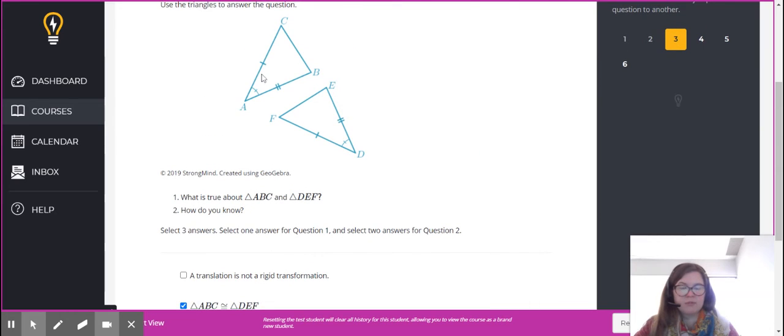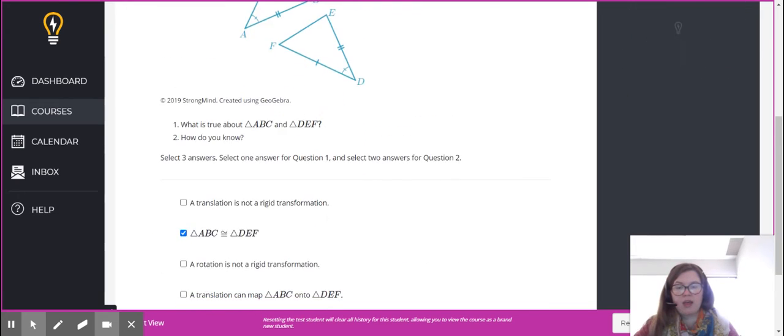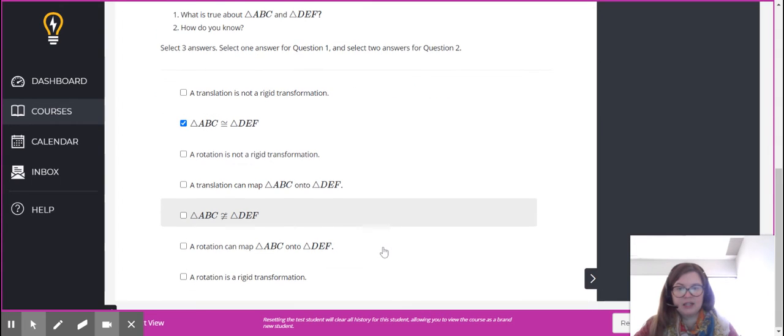And how do we know? Let's see, to get from this one to this one. Going in clockwise order, A, C, B, and then D, E, F, we went D, F, E technically. So A, B, C is counterclockwise. D, E, F is also counterclockwise. So it was a rotation, and it is a rigid transformation. A rotation can map that onto there. And there we go. I think it's those, select 3 answers.